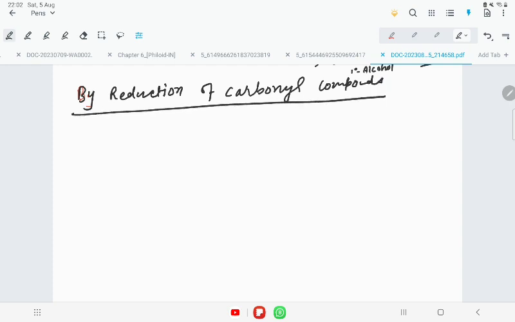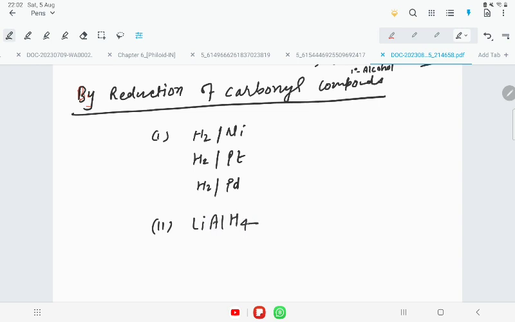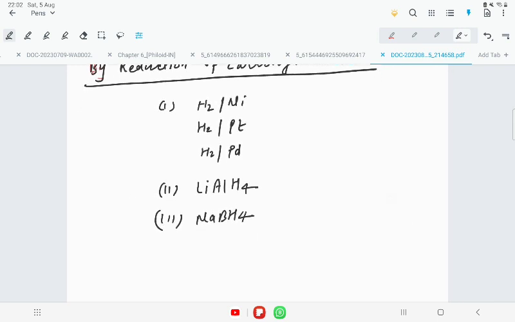Student, carbonyl compound: what reducing agent are you going to use? H2/Ni, right? Or you can use H2/Pt or H2/Pd. Second one you will use LiAlH4. Third one, you can use NaBH4. So these are the four reagents that you need to use. Any one of the reagents you can use.